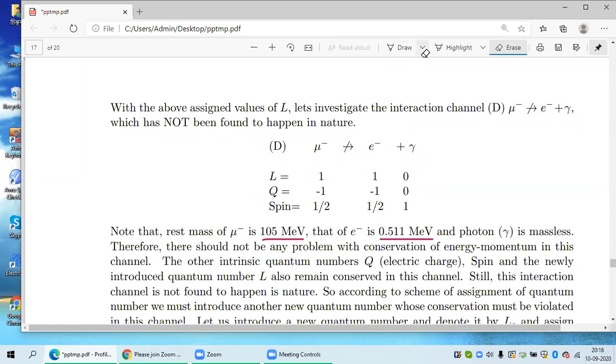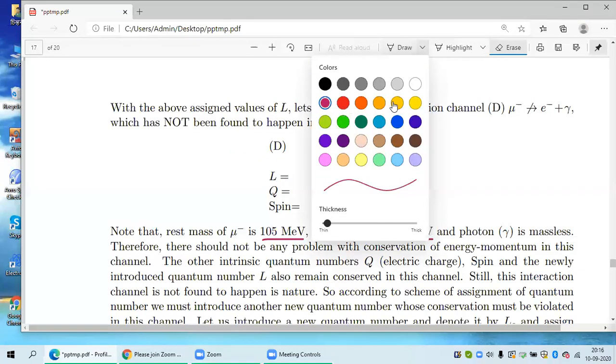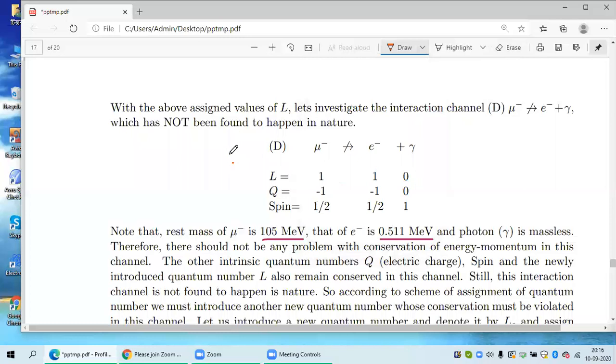We should introduce some new quantum number, such that you have to assign values to these three particles in such a way that the quantum number is violated in this reaction, so that it doesn't happen.